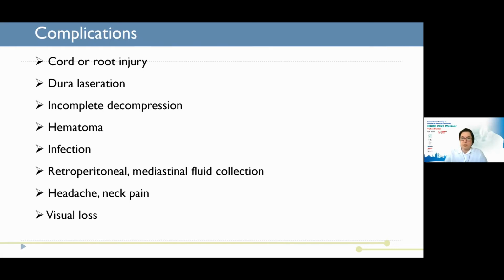What are the complications? Sometimes cord or root injury and dural laceration, but these complications are very rare. Incomplete surgery, hematoma and infection rates are lower than in microscopic surgeries. Intra-abdominal fluid collection is very rare, but can be mortal. Increased intracranial pressure may lead to headache, neck pain, or visual loss.